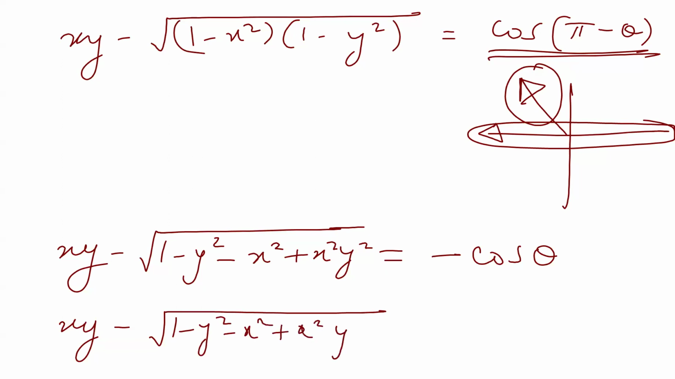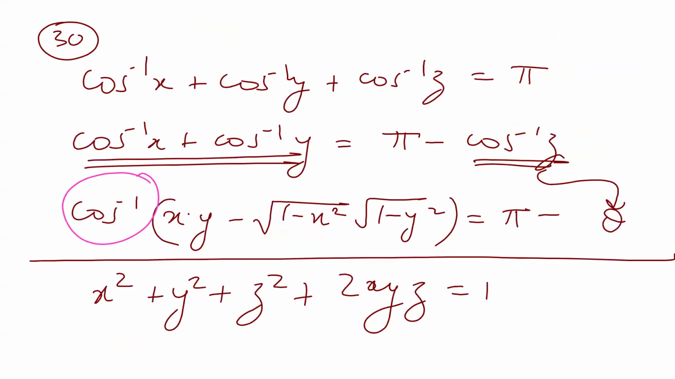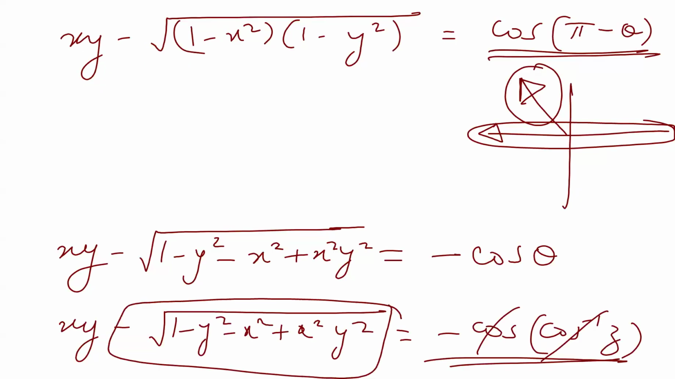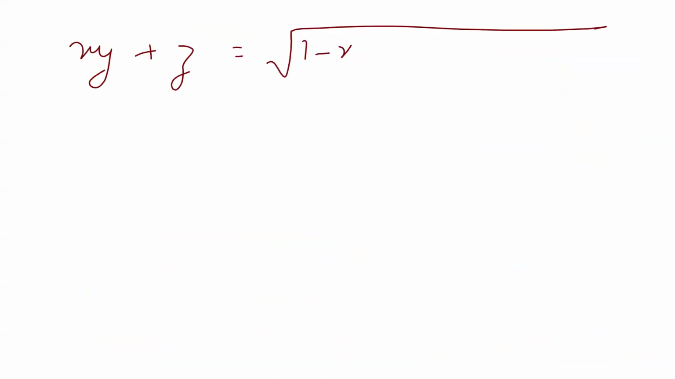We had taken theta for our simplicity. So theta is, let's go to the previous slide and check what theta is. Theta is cos inverse z. So I'll write cos inverse z over here. Cos and cos inverse are getting cancelled. Now this minus z, I'll put it on the left hand side. So I'll write xy plus z, and this is a negative root, I'll put it on the right hand side and make it positive. Root of 1 minus x square minus y square plus x square y square.